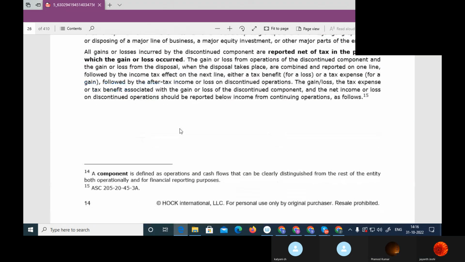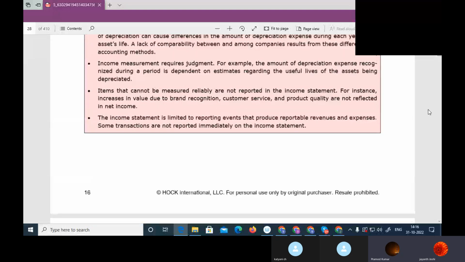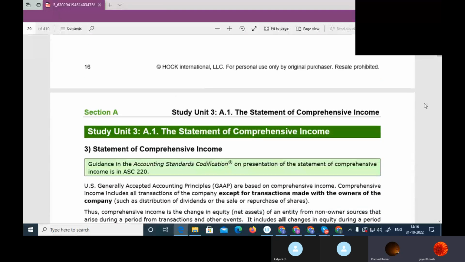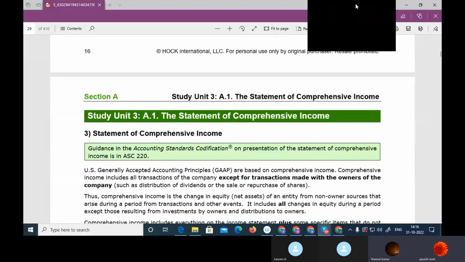I will finish these two. Then what will be left over is the statement of changes in equity and OCI. In one session, I will wind that up also. See, three classes are required for these four topics to be covered.